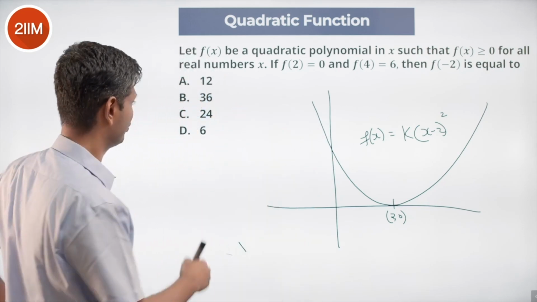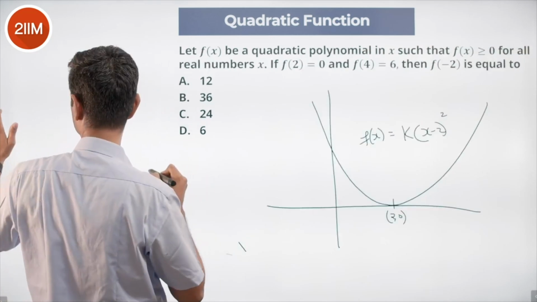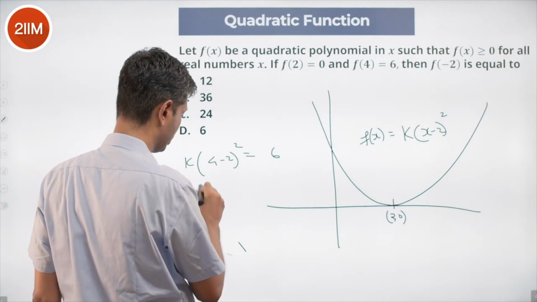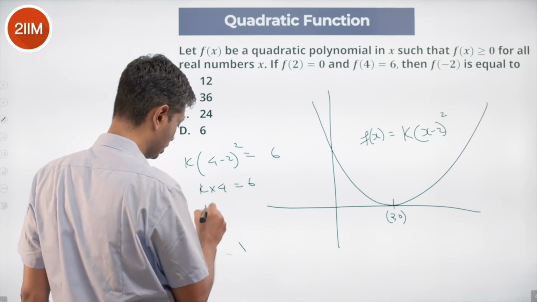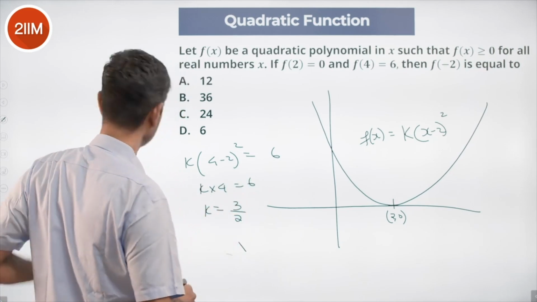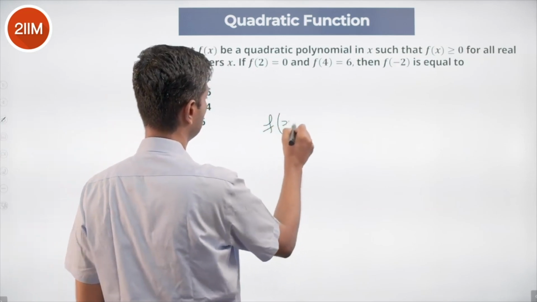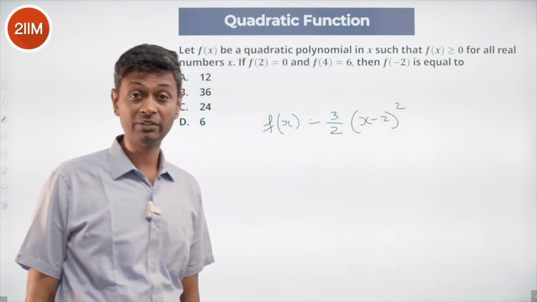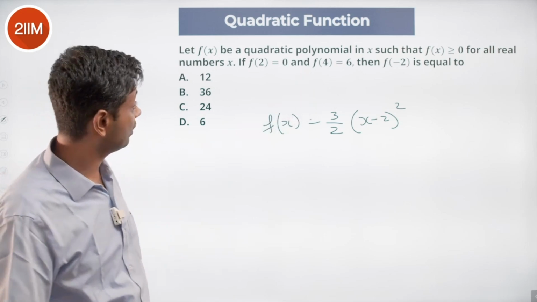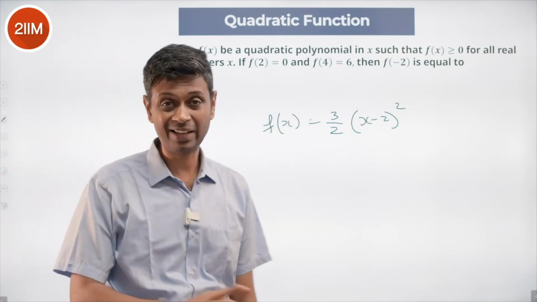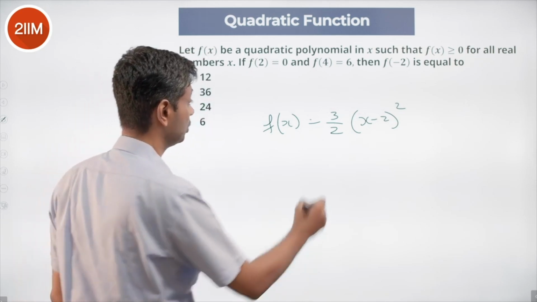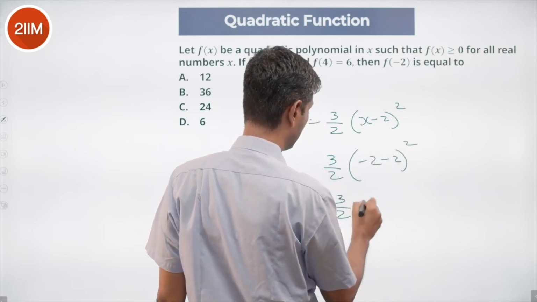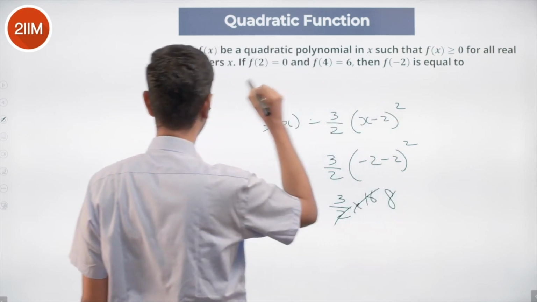Nice. f of 4 is 6. So k times 4 minus 2 whole square is 6. k times 4 is 6. k is 6 by 4, which is 3 by 2. So our curve f of x is 3 by 2 times x minus 2 whole square. This will have f of x greater than or equal to 0 for all real values. This will have f of 2 equal to 0. This will have f of 4 equal to 6. Everything gets satisfied. f of minus 2 is 3 by 2 times minus 2 minus 2 the whole square, which is 3 by 2 into 16, 3 into 8, 24.